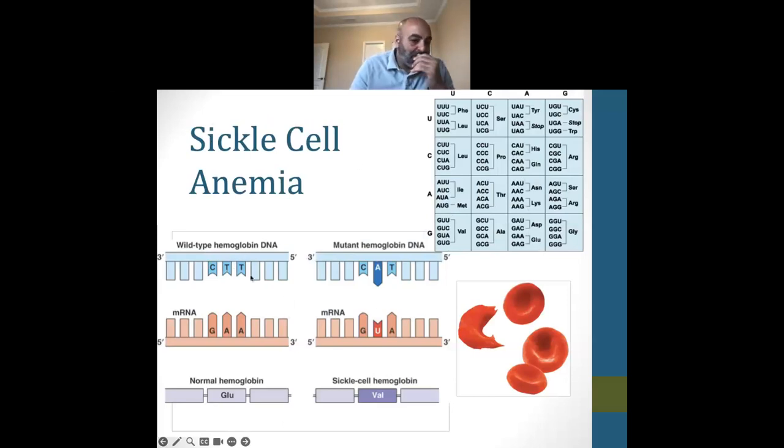Here, we have an amino acid change. So this is going to be a missense. So here, this is what it should be. Here's what's changed. Here's what we end up with. So we went from glutamate to valine. That's a missense. Now it is a non-properly functioning protein.